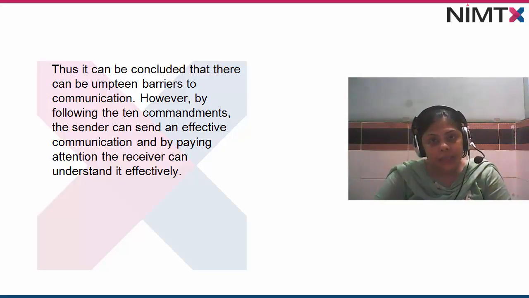So it should be clear, it should be in simple words. It's not necessary to deliberately use very hard vocabulary or words that the receiver, where you are sending, may not be able to understand. Be simple, be clear, be concise. So these are the gateways to communication.